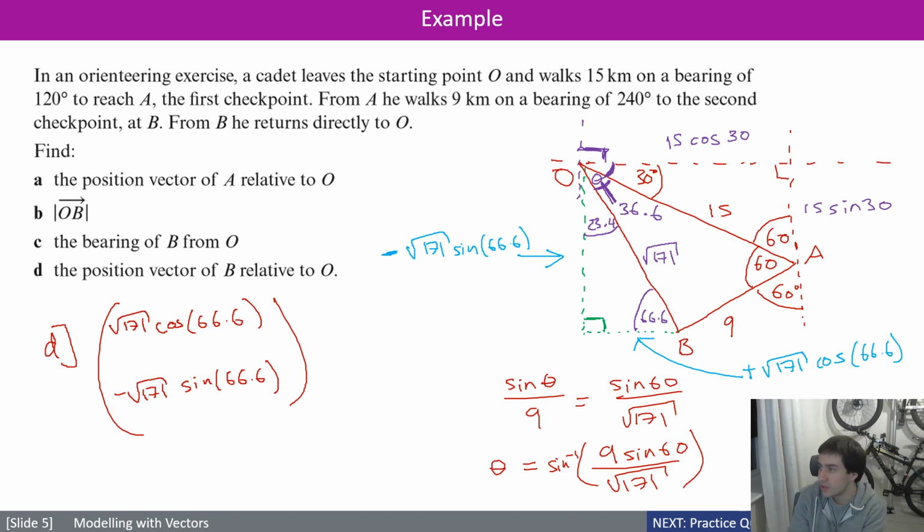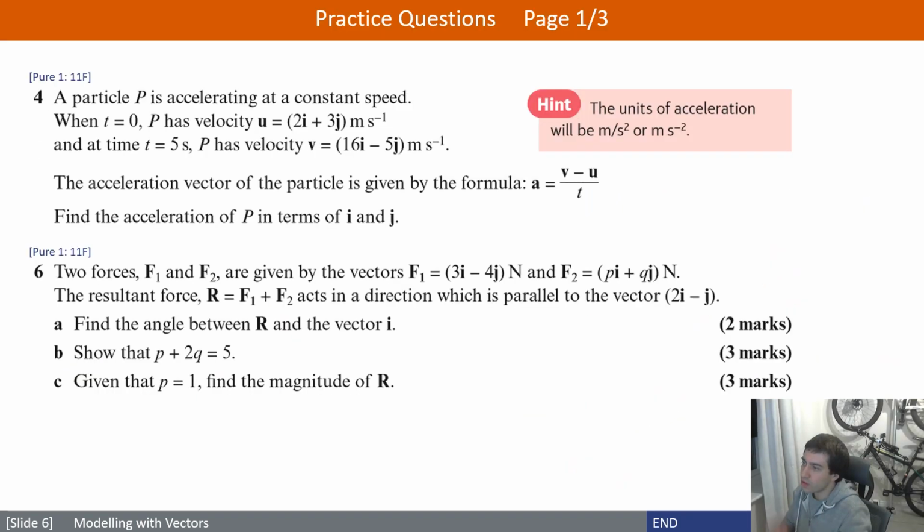Cool. All right, so time to try some questions yourselves. So there's 4 questions in total, 2 on this page, one on the next page, and then one on the third page. See how you do. Try these two first. You can pause the video now.